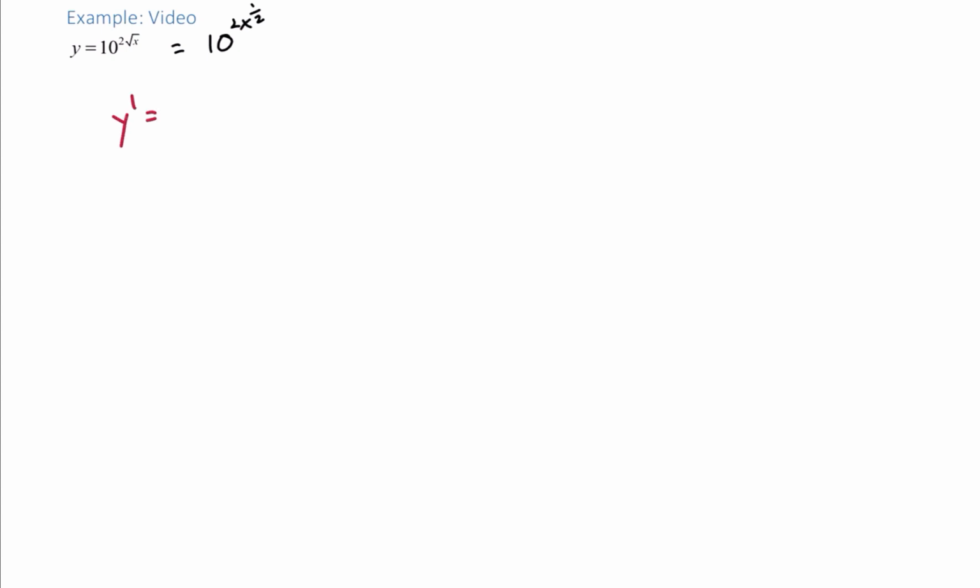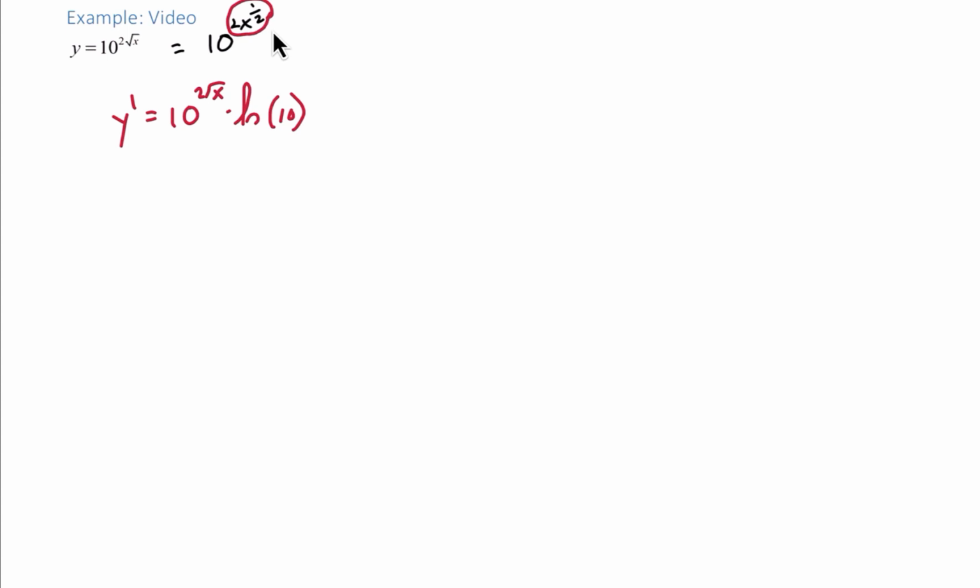First we use the exponential rule, which says basically we copy what we're given to begin with, multiply by the natural log of the base, which is 10, and here's where we need to use the chain rule, because it wasn't simply 10 to the x, it was 10 raised to a different function. So we need to use the chain rule, meaning we need to multiply by the derivative of that exponent. So let's multiply by the derivative of 2x to the 1/2.